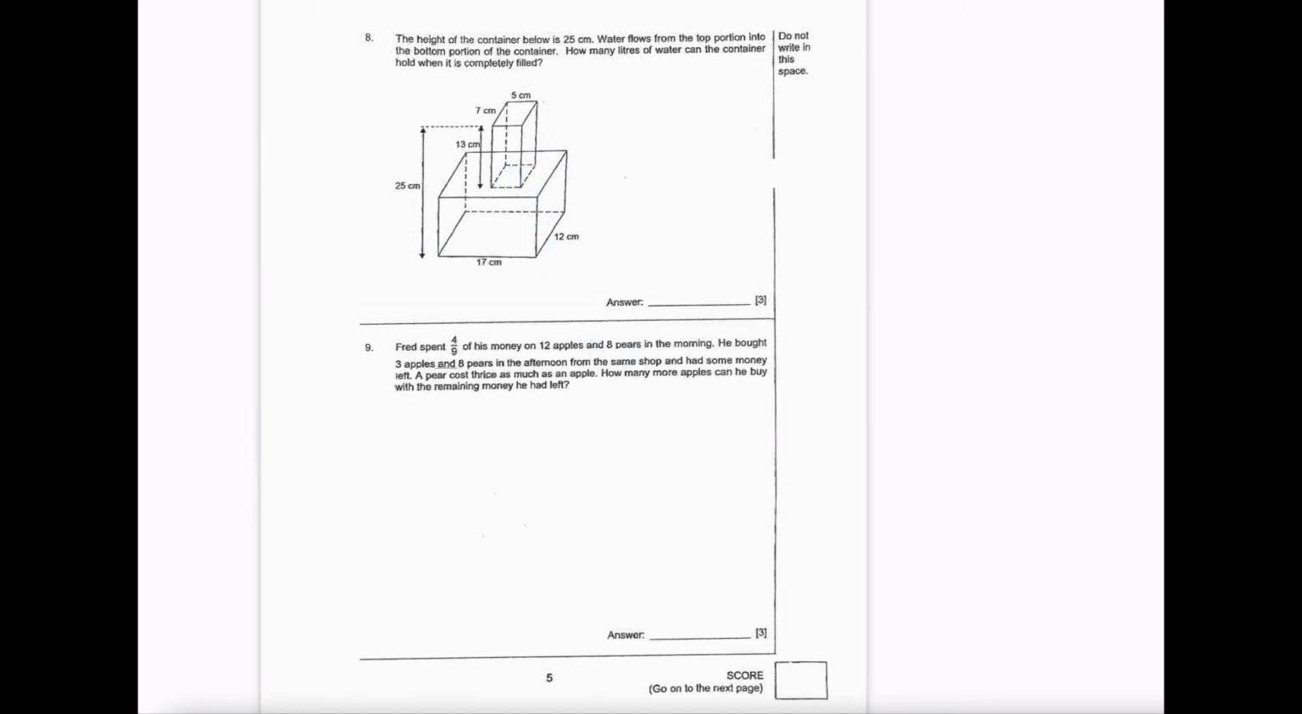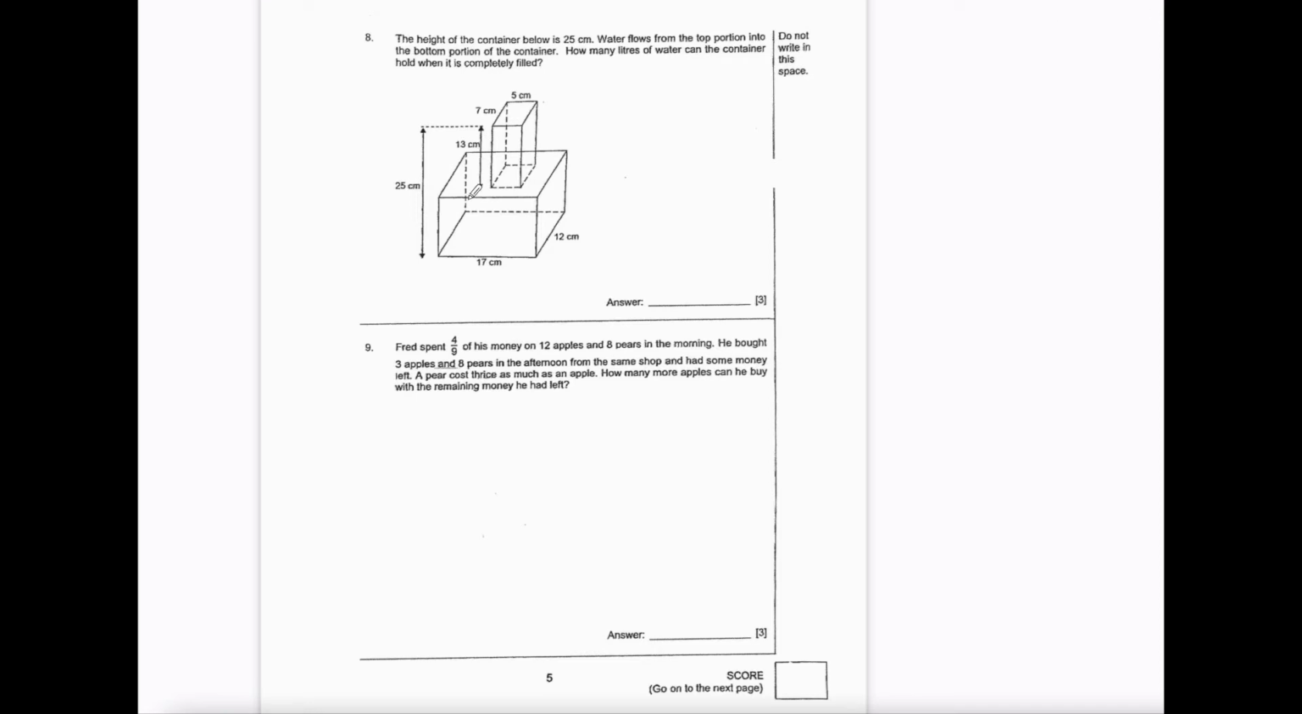Okay. Question 8. The height of the container below is 25 cm. So when they say the height, it is from this to this. So it's an irregular shape. So let's continue reading. Water flows in from the top portion. That means from here it flows in, and then it will fill up this part here first, then the smaller part. How many liters of water can the container hold when it is completely filled? A question like that is asking you to find the volume.